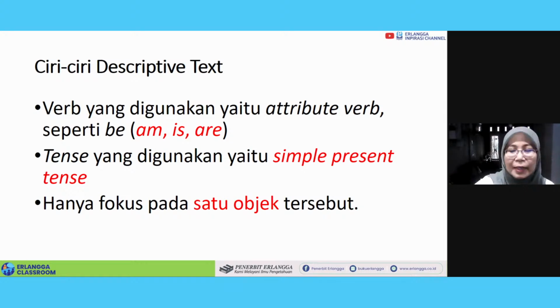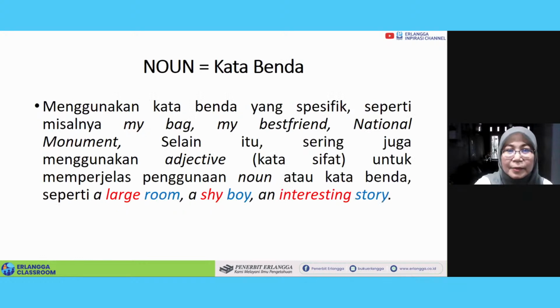Okay, and then also the use of noun, kata benda ya. Jadi kata bendanya ini spesifik ya, seperti as I told you that only one, so it can be my bag, my best friend, national monument, my father misalnya ya, atau my room. Nah itu juga spesifik ya, room yang ini, atau my cell phone for example ya, cell phone yang ini, punya saya ya.